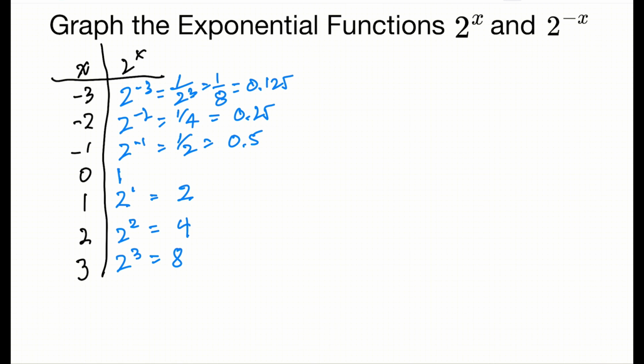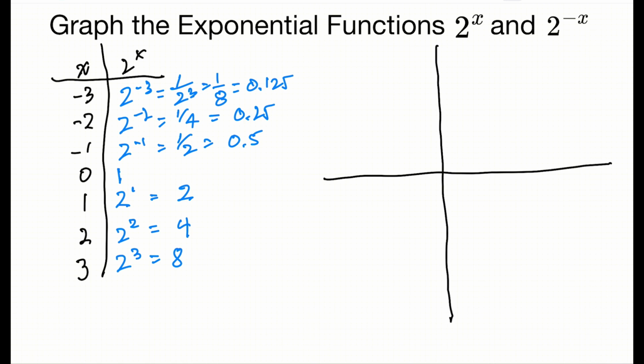Now let's draw a coordinate graph here. Cartesian coordinates, and our x-axis goes from minus 3 to plus 3, so 1, 2, 3, that's x, and then this is 2 to the x, 1, 2, 3, and then we go 8, 1, 2, 3, 4, 5, 6, 7, 8. All right, so let's put our points in there.